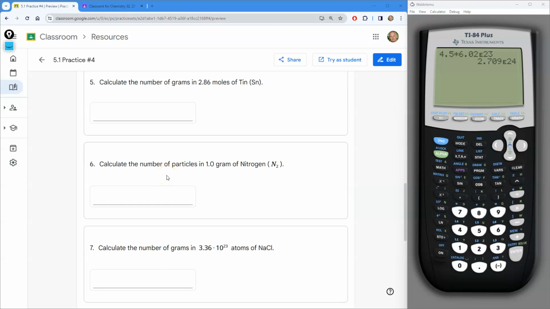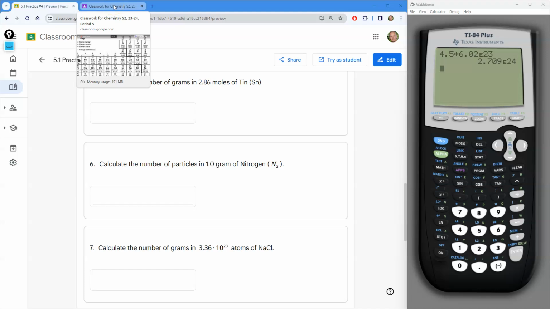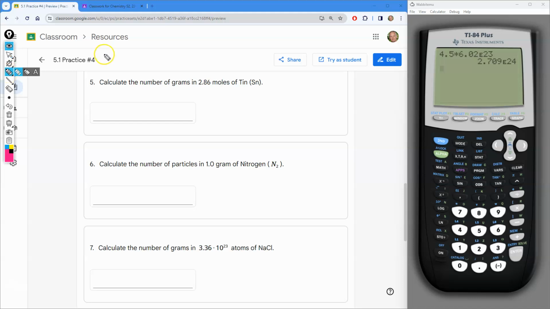All right, number 5. Calculate the number of grams in 2.86 moles of tin, which is Sn on our periodic table. So we're already in moles. We're going to grams. That's only one step. Only 2 steps when we go particles to grams or grams to particles. Okay, so let's start with our given, which is 2.86 moles of tin. Like I said, we only need one step here.